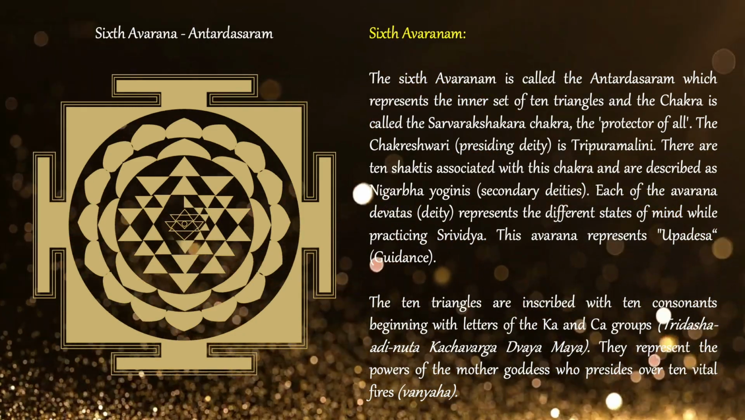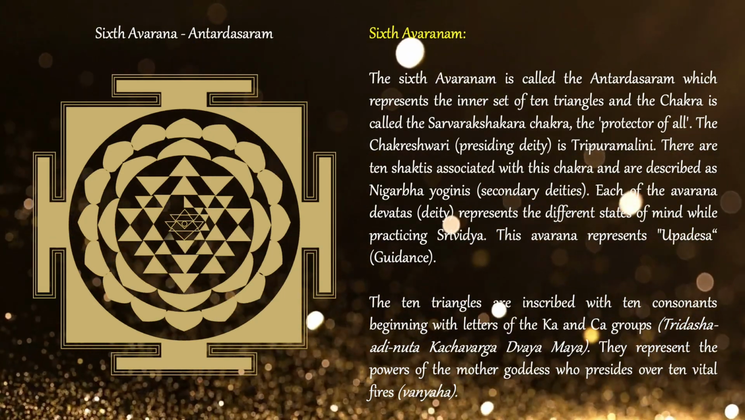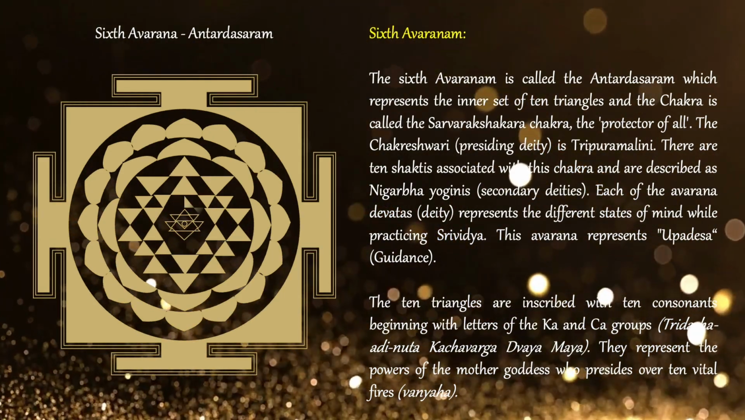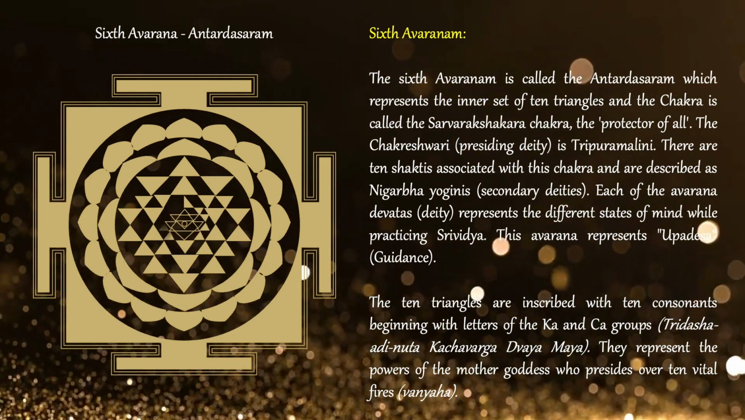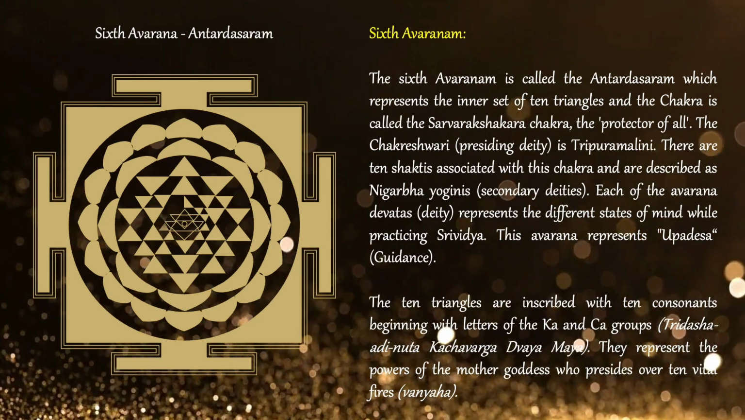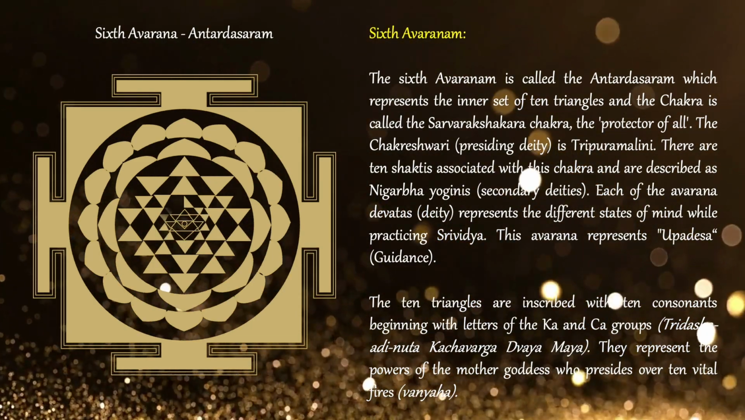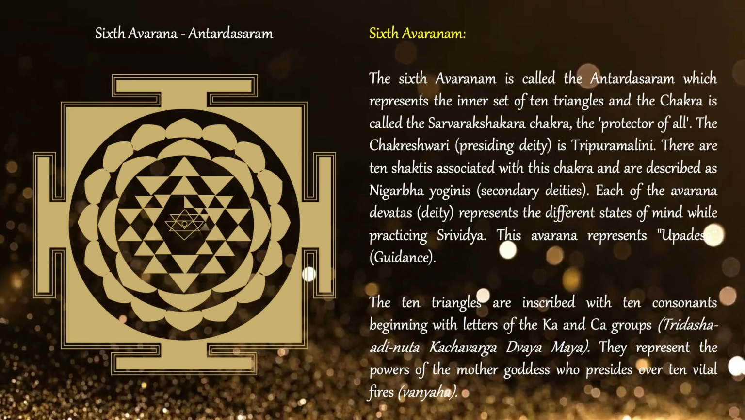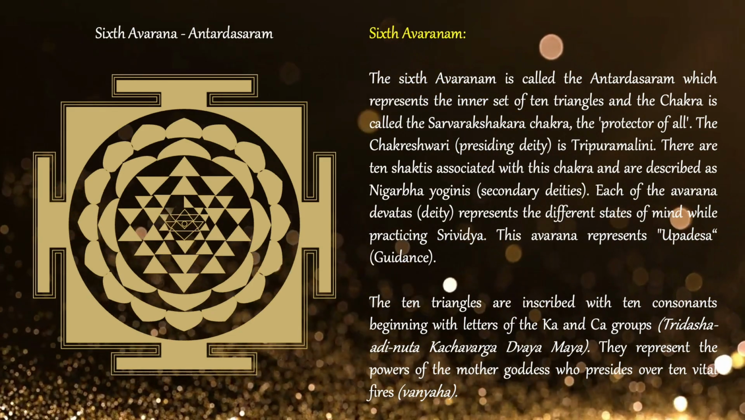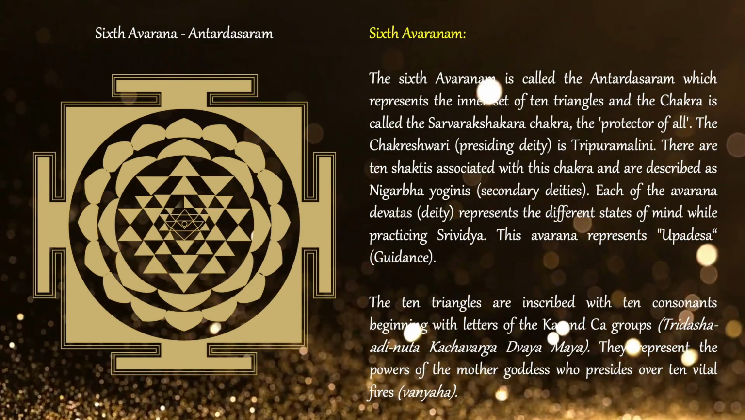Each of the Avarana Devatas represents the different states of mind while practicing Sri Vidya. This Avarana represents Upadesha or guidance. The 10 triangles are inscribed with 10 consonants beginning with the letters of the Ka and Cha groups. They represent the powers of the Mother Goddess who presides over 10 vital fires.